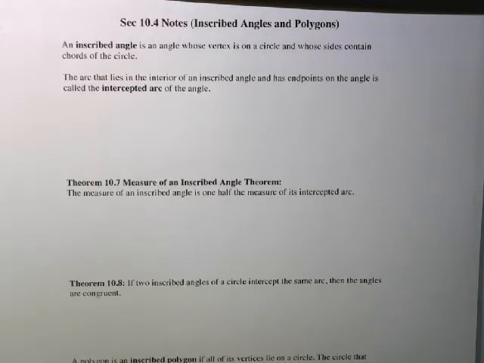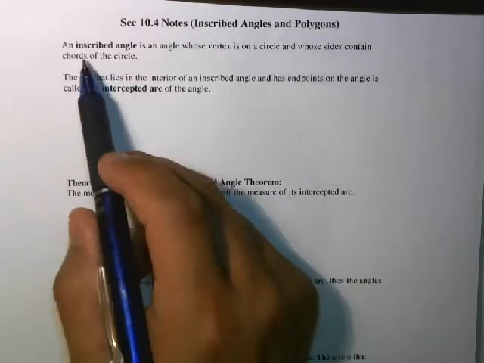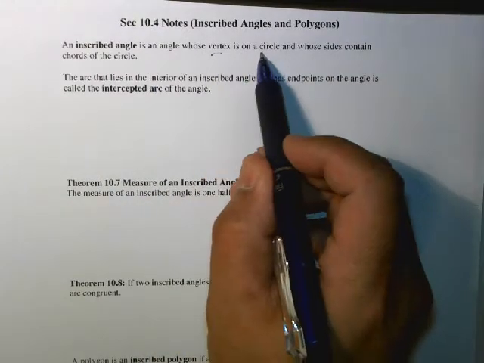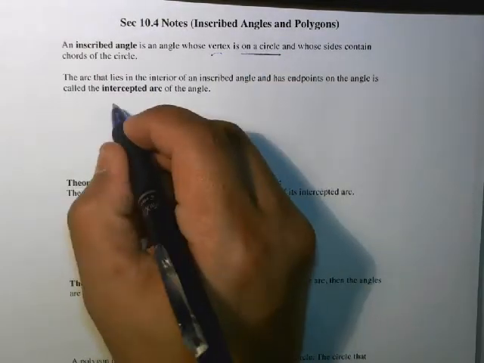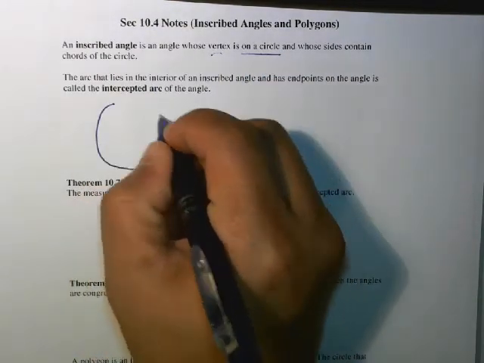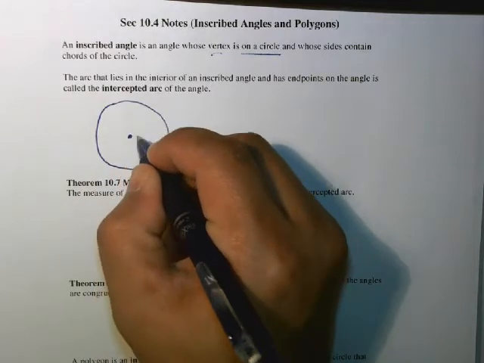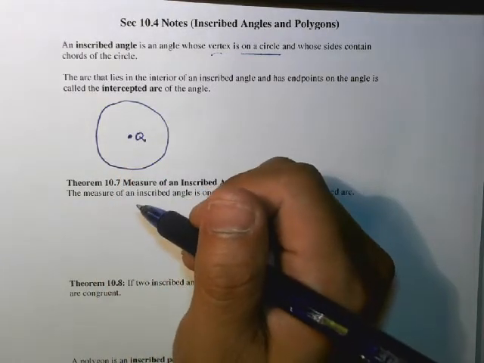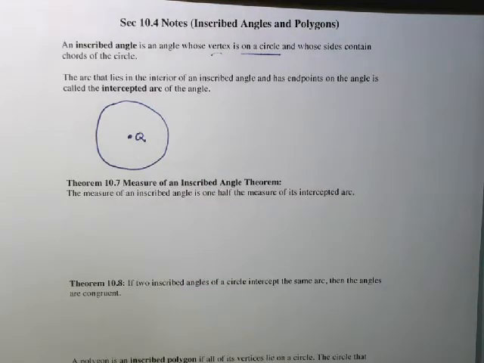So let's start with our first two definitions. An inscribed angle is an angle whose vertex is on the circle. So let's say you have a circle. We have a circle here. Let's give it a center called Q. Okay. Now we've seen central angles before.